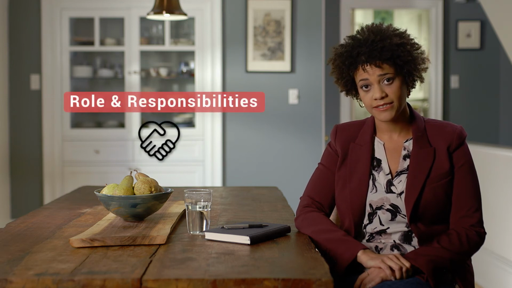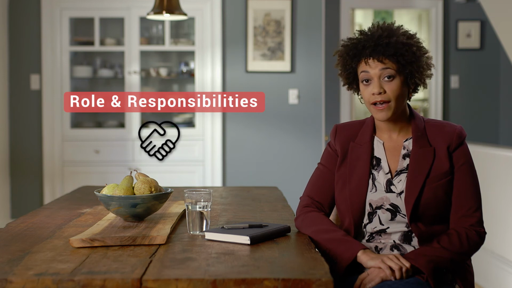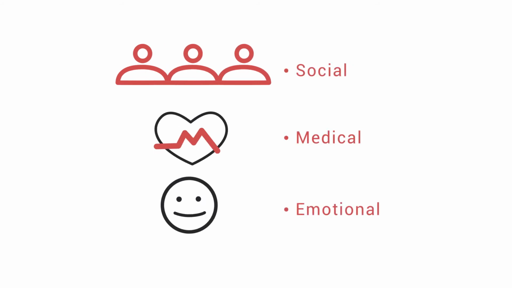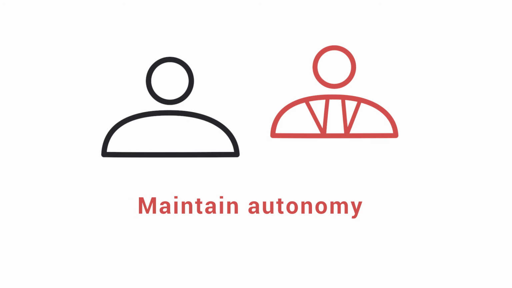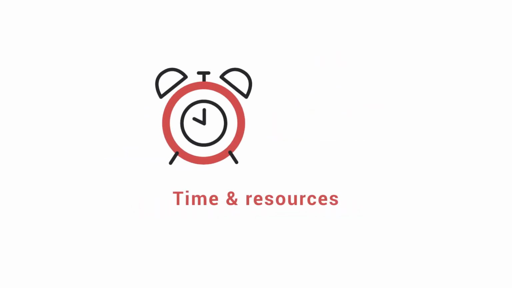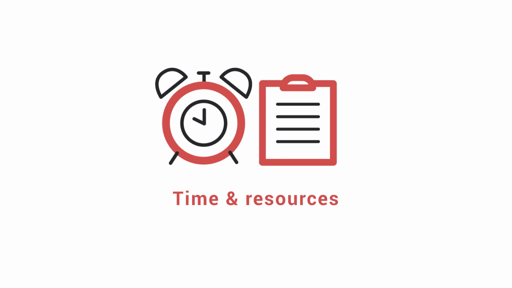As an attorney guardian, you must have a clear understanding of your role and responsibilities. Become familiar with the minor or disabled person's needs and preferences by learning about their social, medical, and emotional needs and considering their preferences, values, and beliefs. Whenever possible, make decisions that maintain the autonomy of the person under guardianship. Commit the necessary time and resources to meet the personal and financial needs of the person under guardianship.